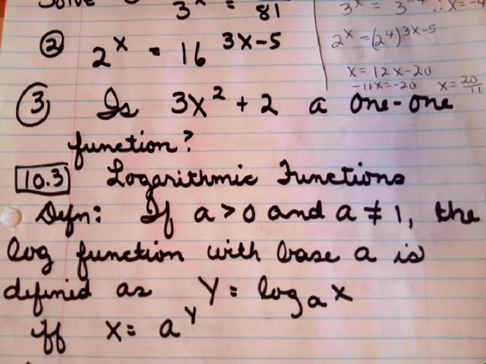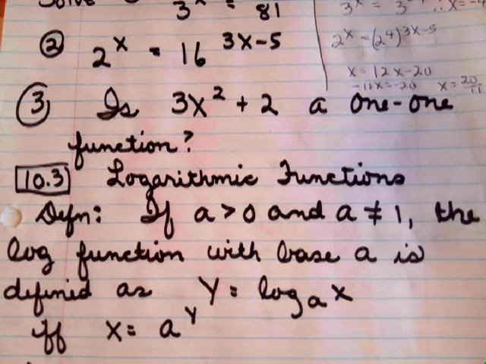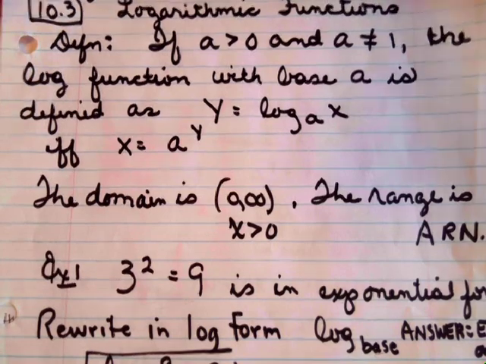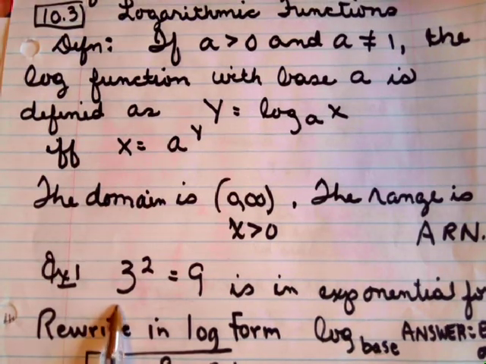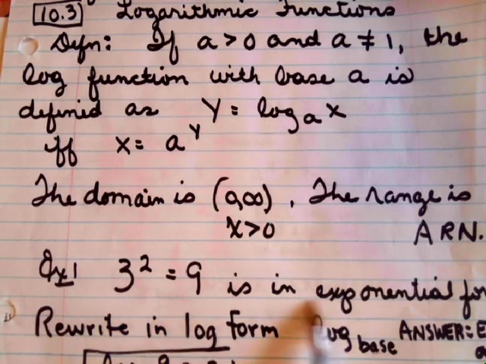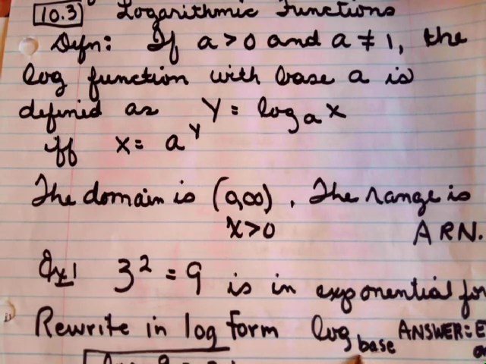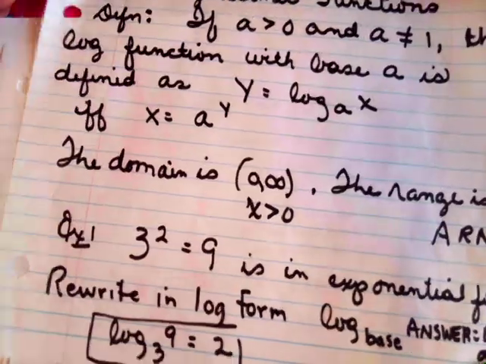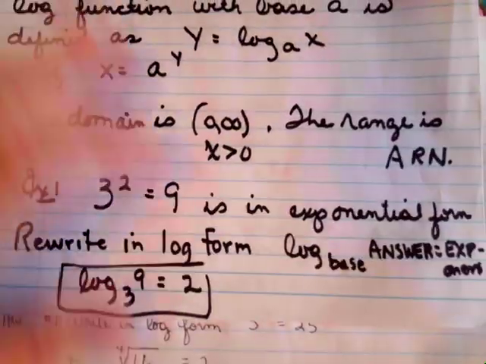The domain says that x has to be greater than 0. The range, all real numbers. And then I know that we did a couple of little examples. I know we did one that said 3 squared equals 9 is in exponential form. Rewrite this in log form. And I said this expression that I've written right here is the most important thing you need to get from this lesson.